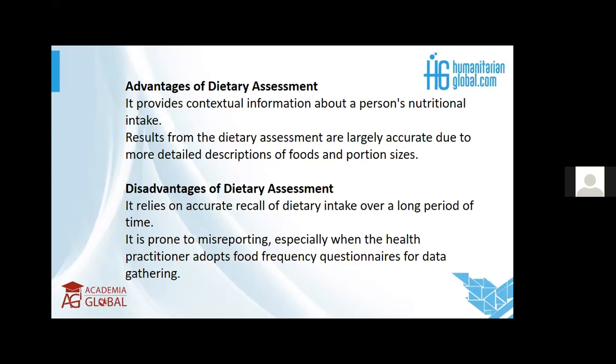Now, it is also prone to misreporting, especially when the health practitioner adopts a food frequency questionnaire for data gathering. Some clients or individuals might misreport, might put some information that is not accurate, and this may lead to some problems when it comes to nutrition status or nutrition assessment, because the information that they provided is not correct. So those are some of the very few disadvantages. They are not all. We are just mentioning a few.